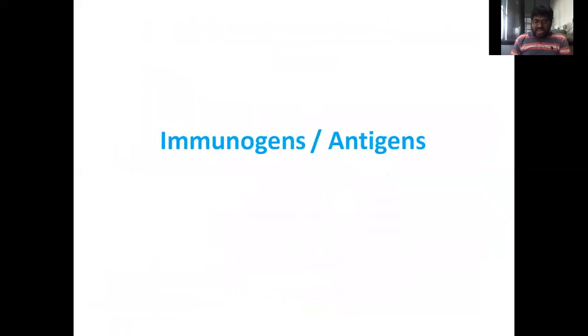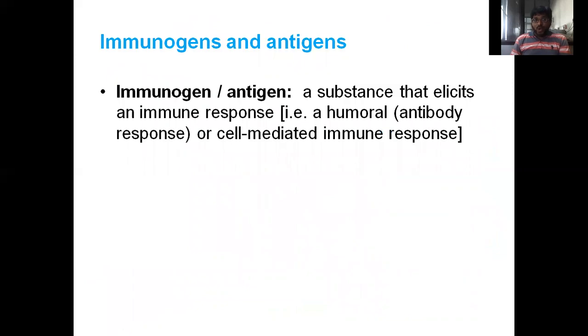Immunogens and antigens. So what are immunogens and antigens? A substance that elicits the immune response, humoral or cell-mediated. A substance that acts as foreign material but is responsible for eliciting or generating the immune response of our body is known as an immunogen or antigen.